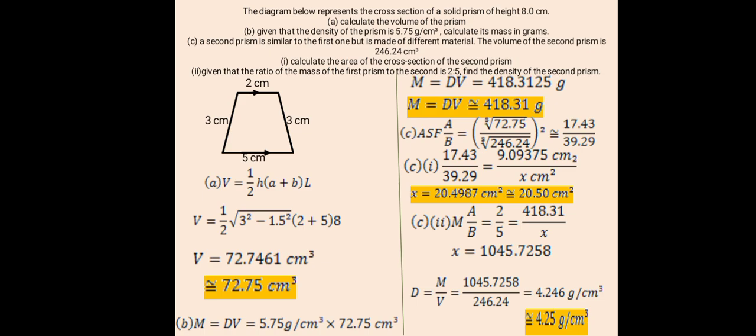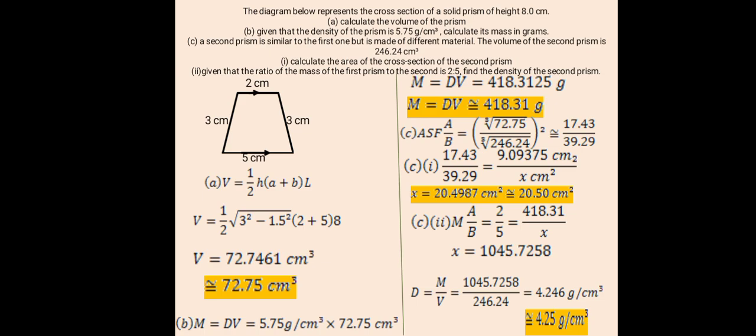The diagram below represents the cross-section of a solid prism of height 8 centimeters. Calculate the volume of the prism. So the volume of the prism, we shall take the base area, which is a trapezoid in form, and then multiply by the length, or the height, which we have been given as 8. We get the volume to be 72.75 cubic centimeters.